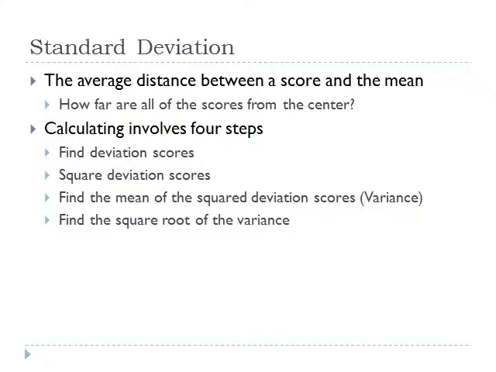Calculating standard deviation involves 4 simple steps. You don't even need to know the formula. You just need to know the 4 steps. Step 1, find the deviation scores. Step 2, square the deviation scores. Step 3, find the mean of the squared deviation scores. And step 4, find the square root of the variance.